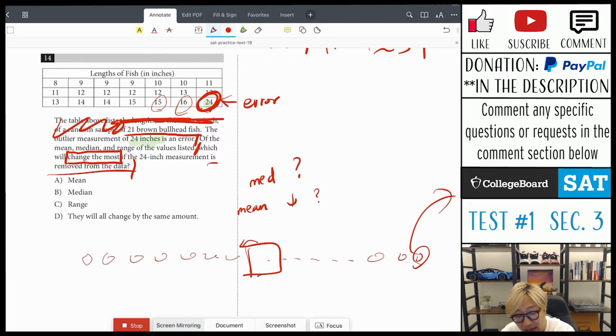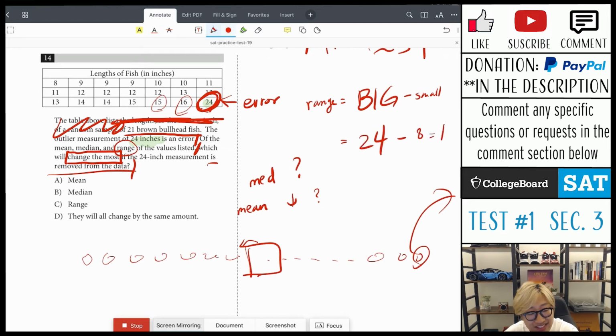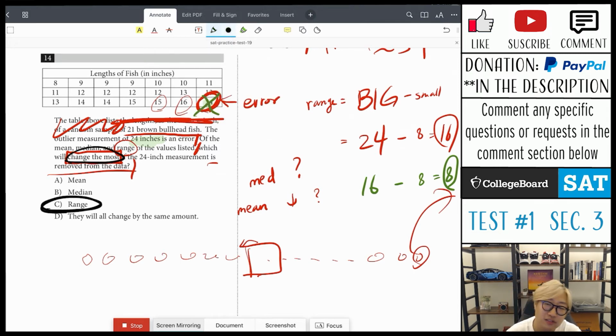But if you take a look at range, that's an issue. Because how do you even find the range? Range is big minus small, which in this case is going to be 24 minus 8. So it was 16 before. But now when you take away that outlier, apparently an error, it becomes 16 minus 8, which becomes 8. 16 to 8, that's a huge difference. So most likely what's going to change the most? Probably the range, because range directly involves the highest outlier.